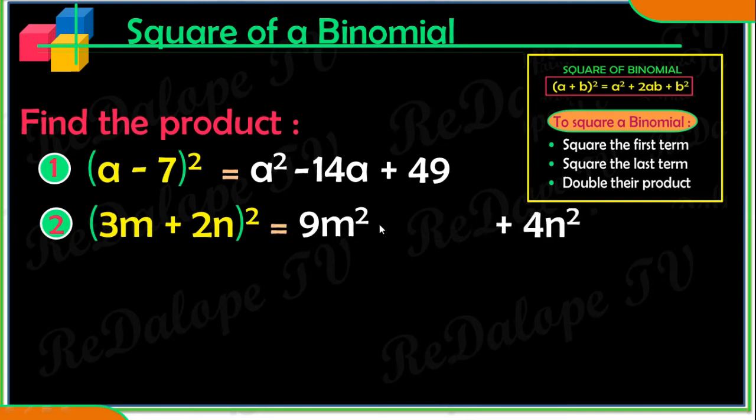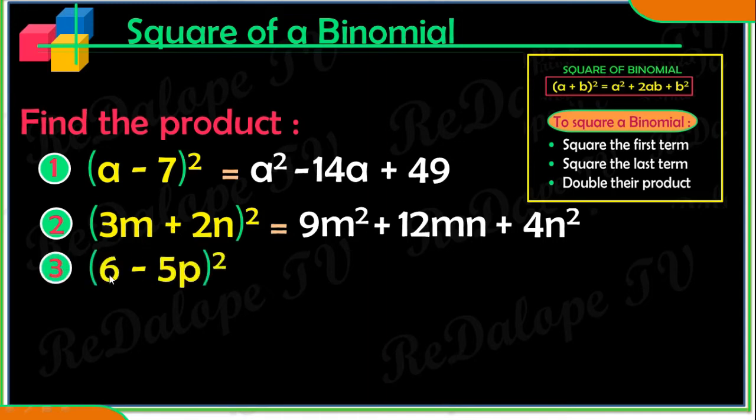Now to get the middle term, we will multiply the first and the second term, then we will double it, or we will multiply it by 2. So 3m times 2n, that is 6mn, times 2, so that is 12mn. And then the sign will always be positive if the sign between the first two terms is positive.